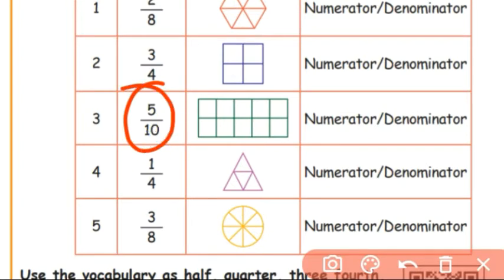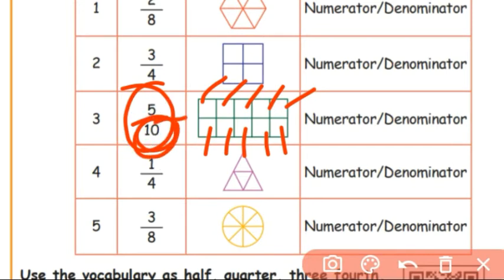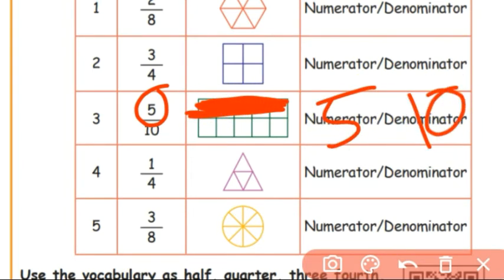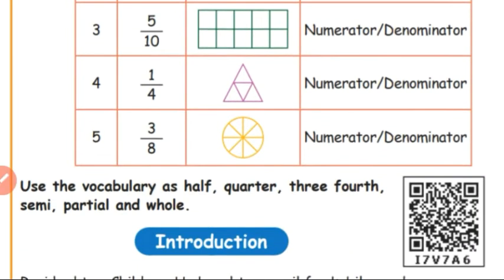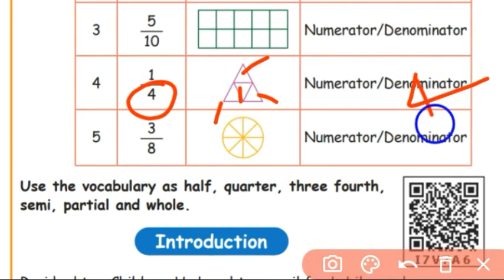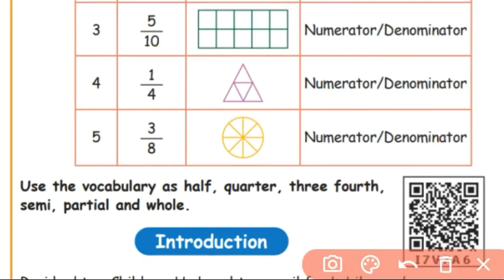Next, 5 by 10. 10 is the denominator. The total number of columns is 1, 2, 3, 4, 5, 6, 7, 8, 9, 10. 10 columns, so 10 is the denominator. 5 we have to color. 5 is the numerator, 10 is the denominator. Next, 1 by 4: 1, 2, 3, 4. 4 triangle parts, so 4 is the denominator. 1 is the numerator, so here I am coloring 1.